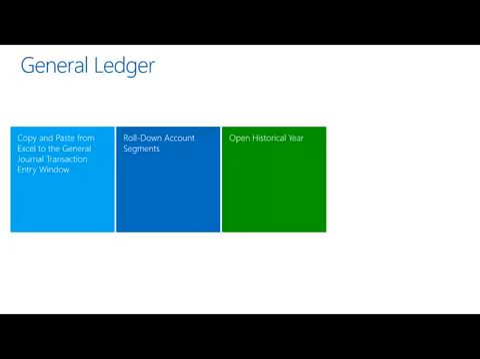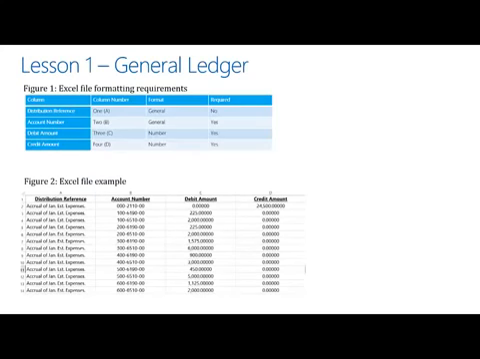First, the General Journal Transaction Entry window allows users to copy and paste a new journal entry from an Excel spreadsheet into Microsoft Dynamics GP. Second, the Account Segment Setup window allows users to roll down account segment description changes to existing accounts. Third, the General Ledger Year-End Closing window allows users to open the most recent historical year in the General Ledger. Lesson 1. Copy and paste from Excel to the General Journal Transaction Entry window.